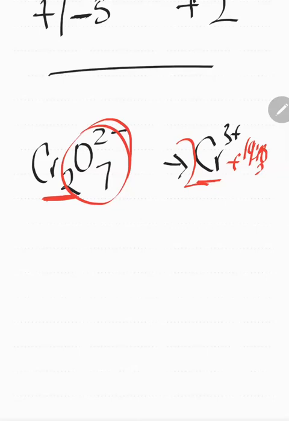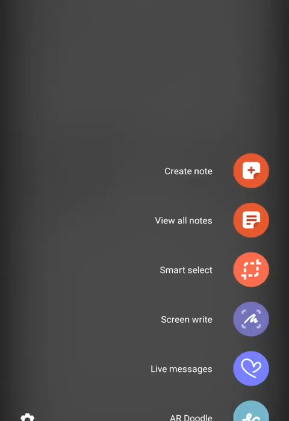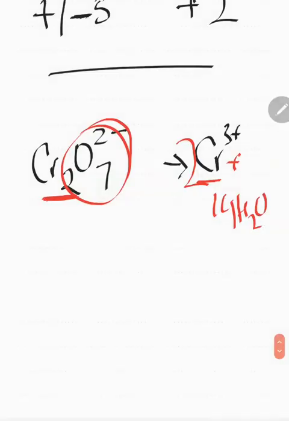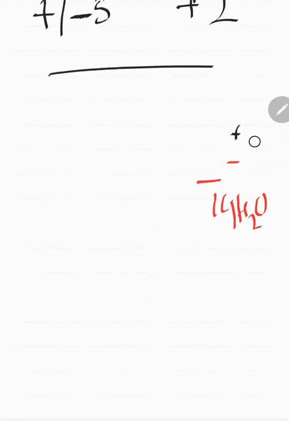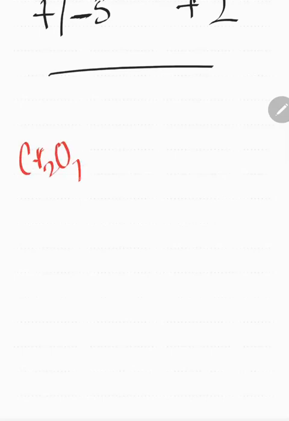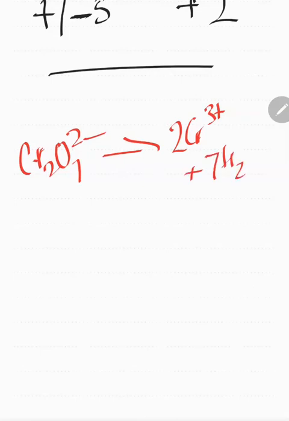Apologies. Let me start this again. Dichromate to 2 chromium 3+. Add 7 waters.